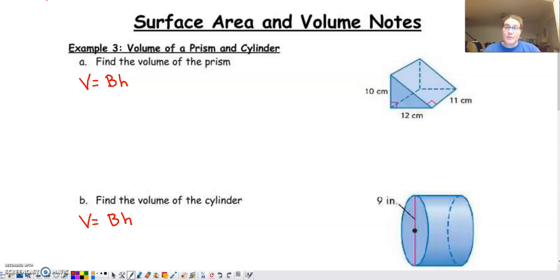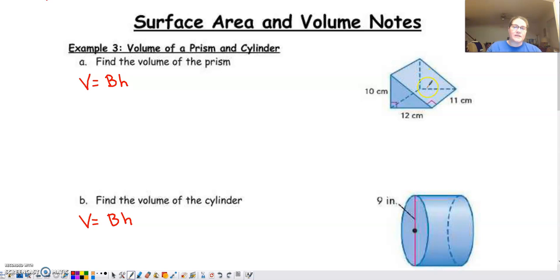So now we've got examples 3 and 4, and I should be able to get both of those in this video. The formulas for volume tend to be a little bit easier than surface area because we're looking at the interior of the space instead of all of the lateral area that we have to deal with.